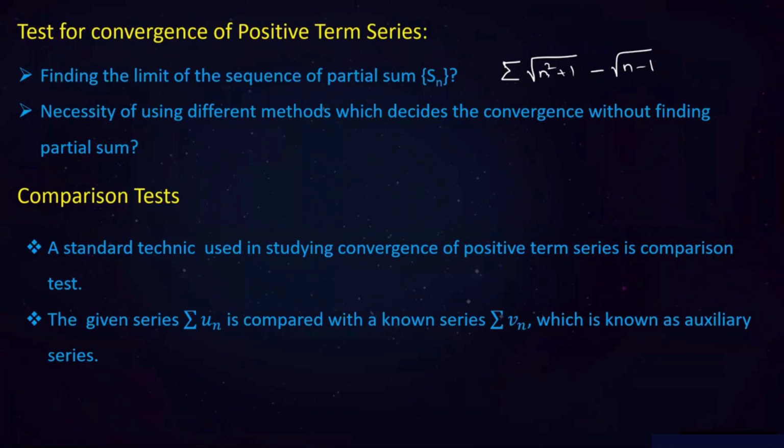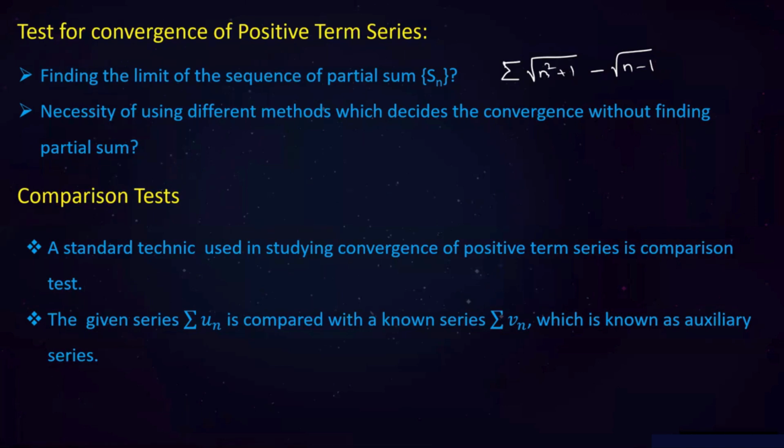But you see here, calculating the nth partial sum itself is very difficult in this case, right? Not only this one, I took a simple example, but in many cases, calculating the nth partial sum is highly difficult. So then what can we do? It is necessary to devise certain methods by which we can decide the convergence or divergence of a series without finding the partial sums, right?